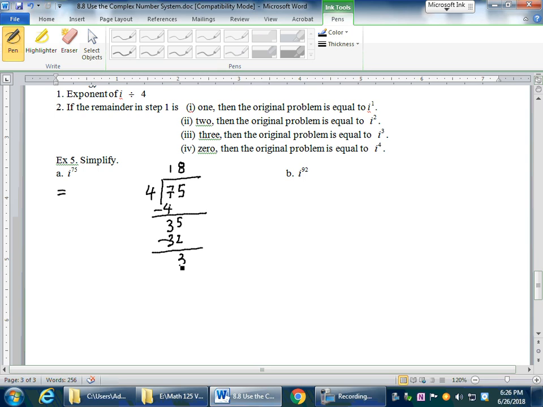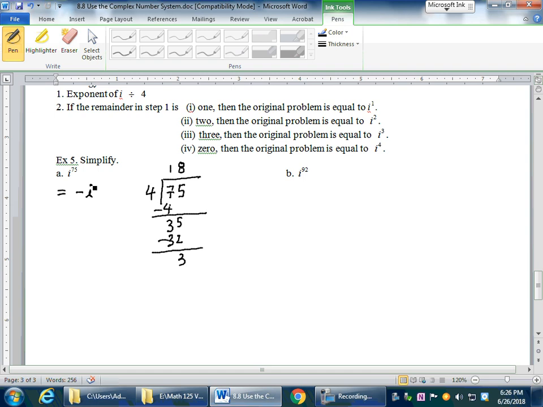If the remainder is 3, this i to the 75 power is the same thing as the value of i to the third power. So my answer will be negative i, because i to the third power is equal to negative i.